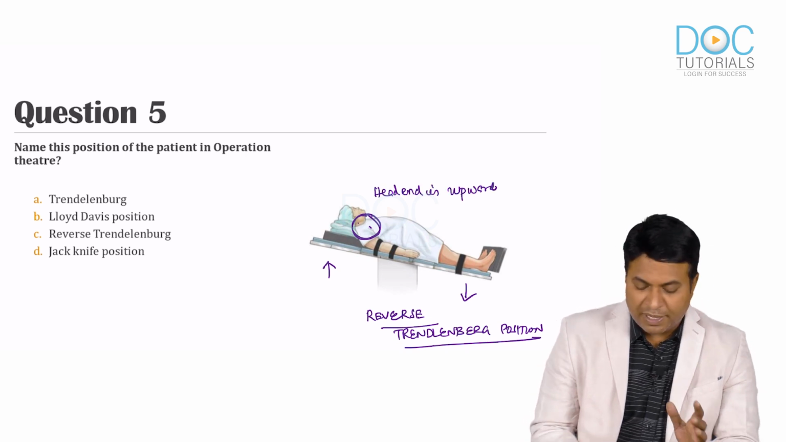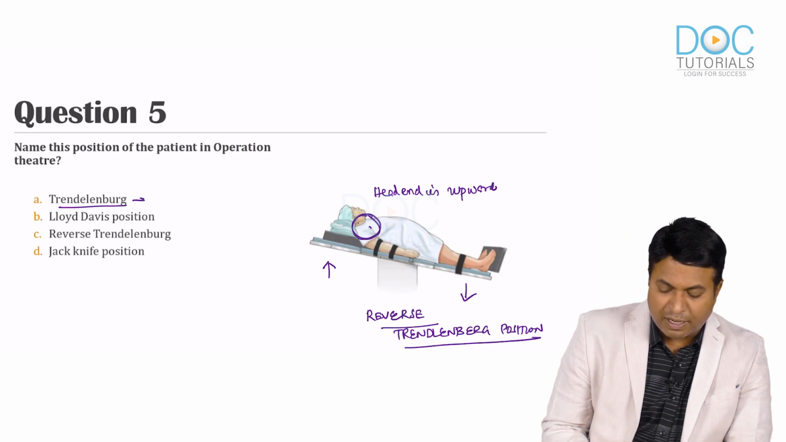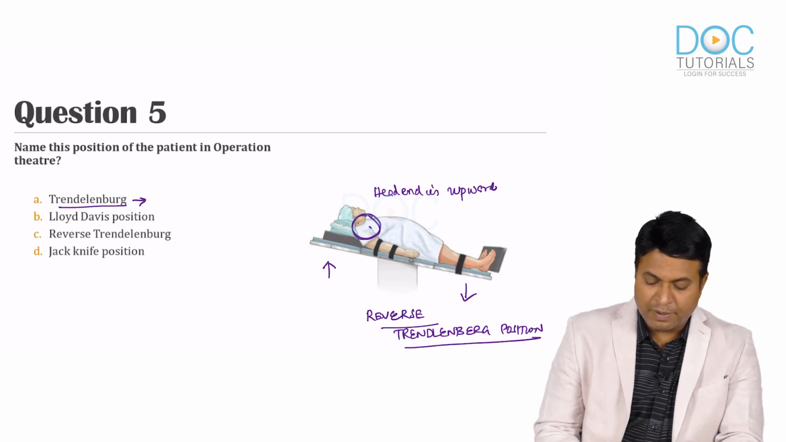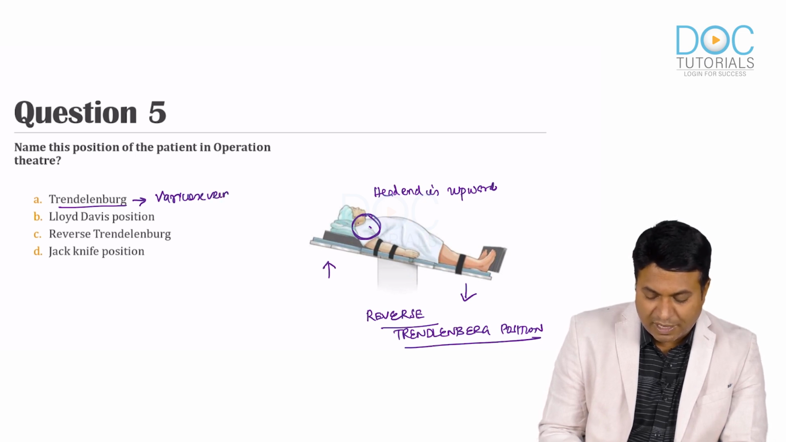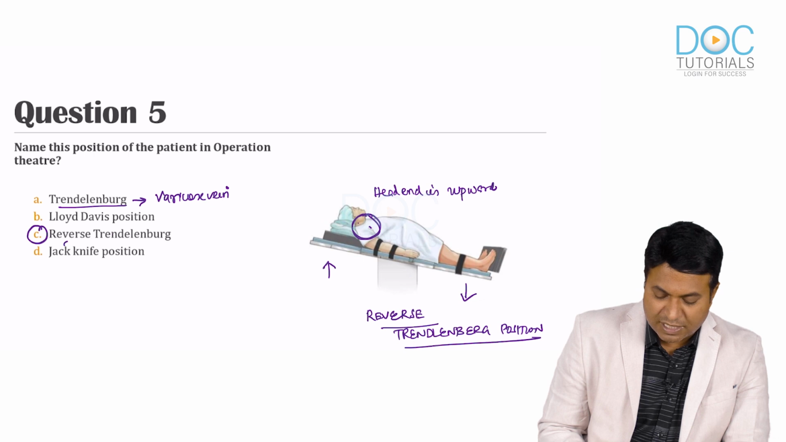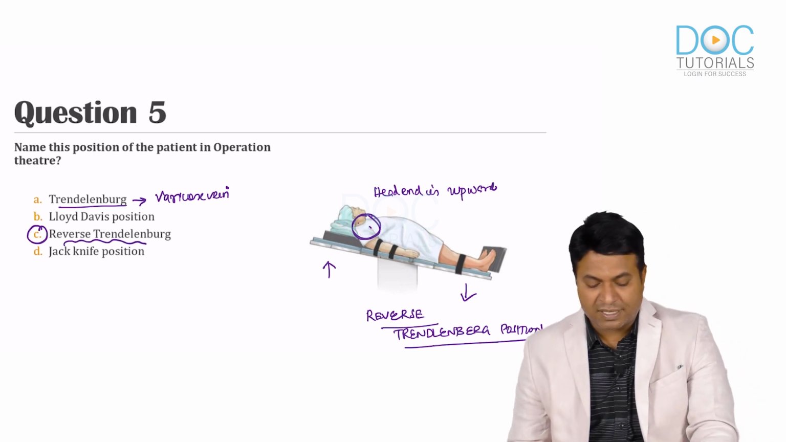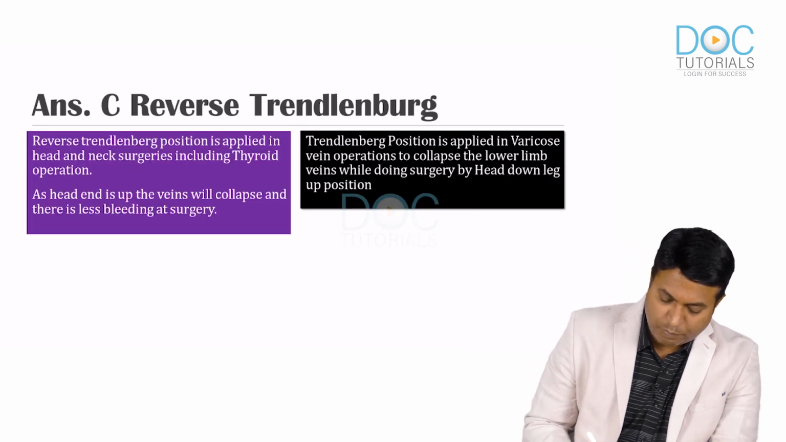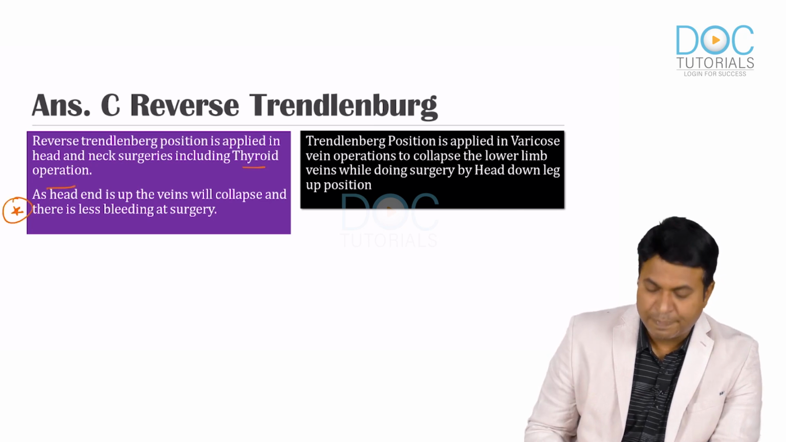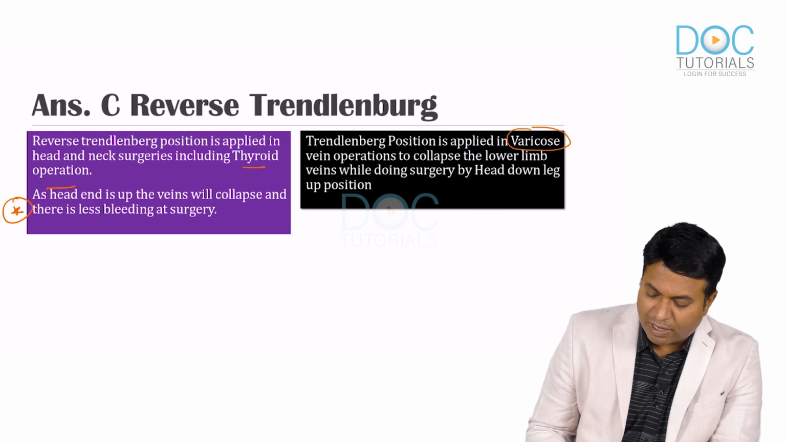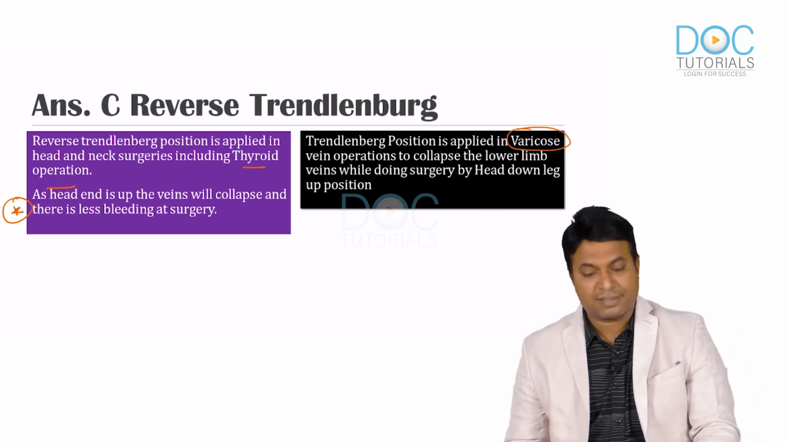Please don't forget, many students get confused with the Trendelenburg. In Trendelenburg position the leg is up, which is used for varicose vein surgery; the varicose vein surgery itself is called Trendelenburg operation. Reverse Trendelenburg is used for head and neck surgeries like thyroid operations. Very important for your exams. The answer here is reverse Trendelenburg.